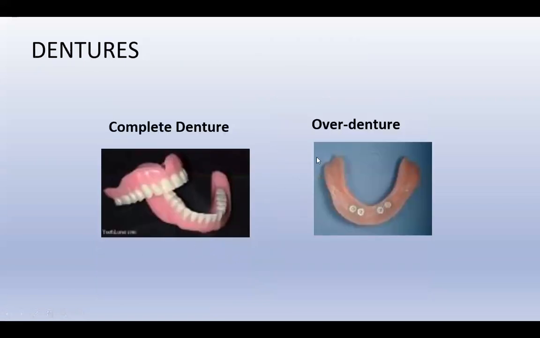Here is a complete set of dentures, and an overdenture for an implant. You can see the little buttons here where the implant snaps in.